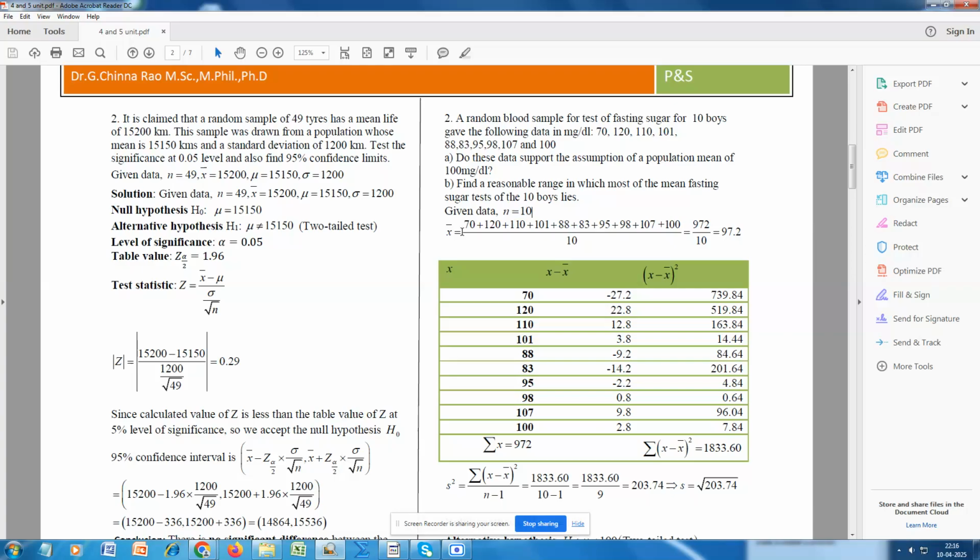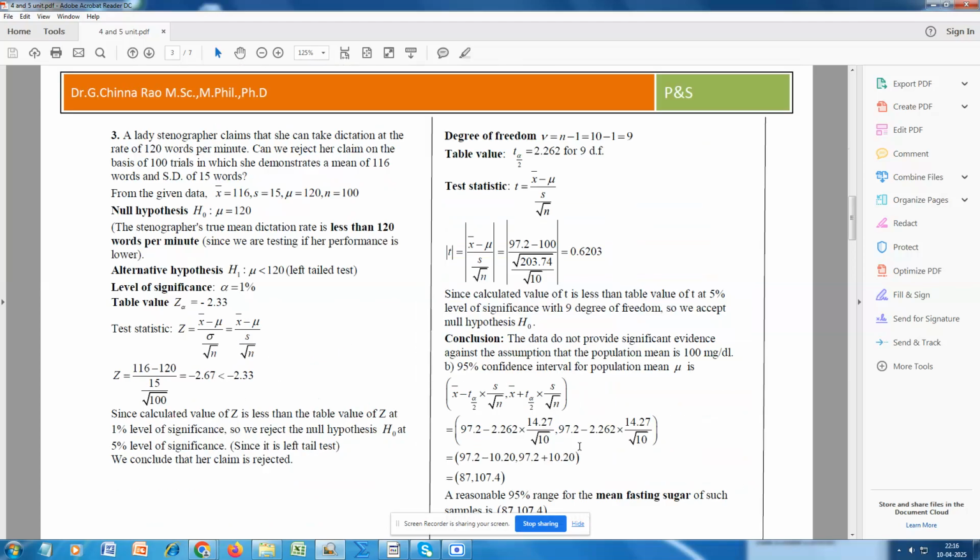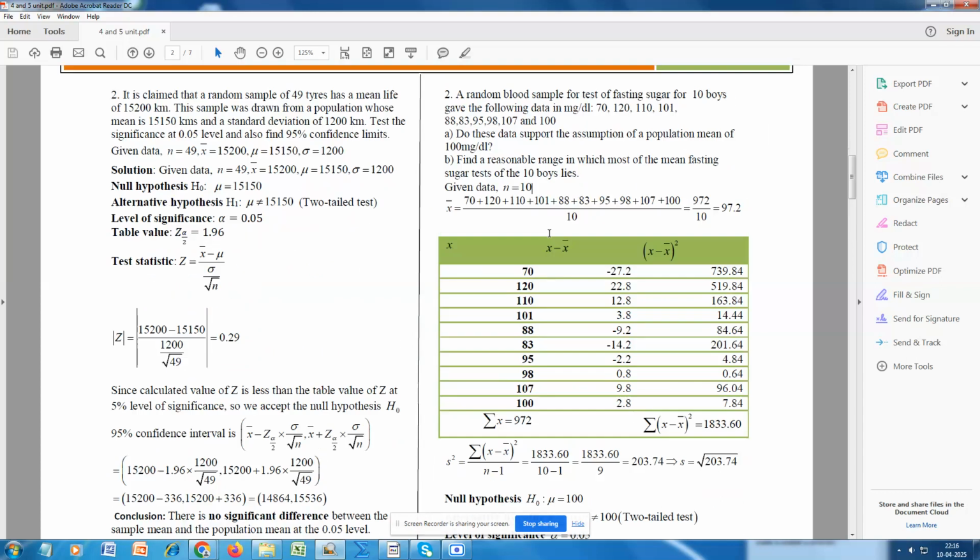And to find test statistic, we require x bar, mu, s. First of all, you have to find x bar. X bar is sigma x by n. So 70 plus 120 plus 110 plus 101 plus so on plus 100 all by sample size, which is 10. 972 by 10, which is equal to 97.2. This is the mean.